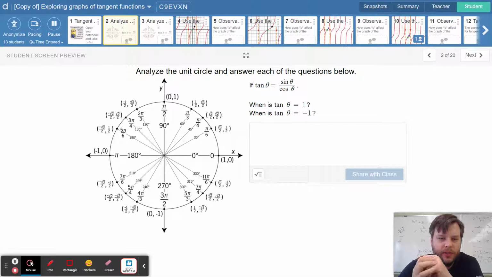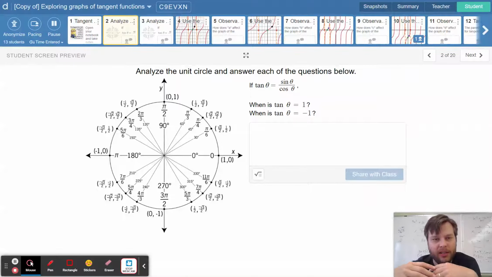Hello, AMC students. So I'm here looking at tangent and trying to help you understand why tangent looks so crazy when we graph it, as opposed to sine and cosine. Sine and cosine have that nice wavy shape. It's nice and comfortable. Tangent is kind of all over the place.